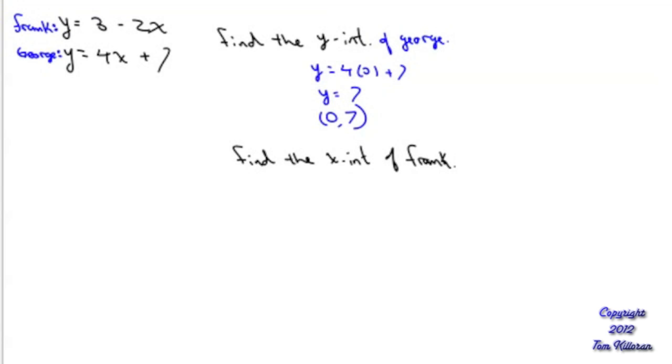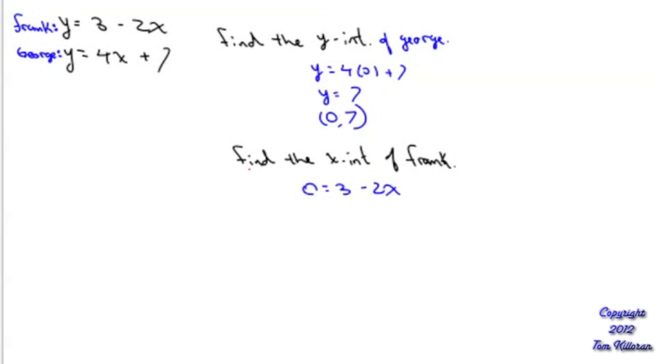How do you find the f-intercept, or the s-intercept? There's no such thing as an f-intercept. Find the x-intercept of Frank. You put in 0 for y in Frank, which would be 0 equals 3 minus 2x. Then what?